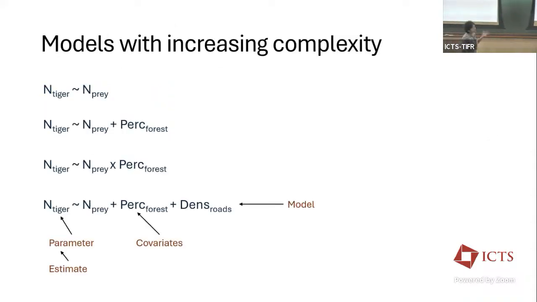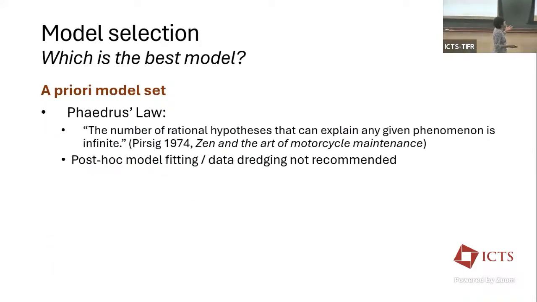Okay, so the question is, what is the best model? And it's very, very important. The reason that I'm starting with this is because it's extremely important to start off with an a priori model set. That is, before you go out, before you do your study, you need to know what your question is. You need to very clearly have measurable variables on both sides of your equation. And you need to say, these are the things that I'm interested in as my parameter of interest. These are the things I'm interested in as my covariate.